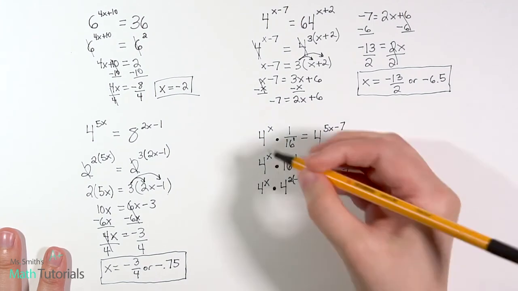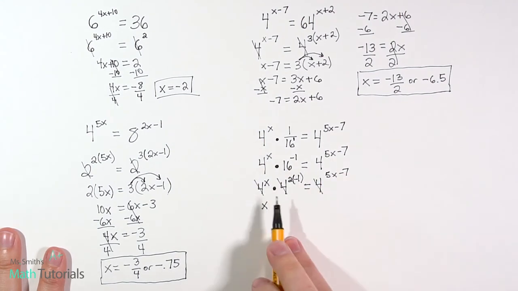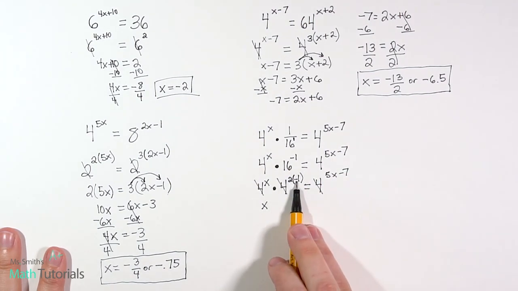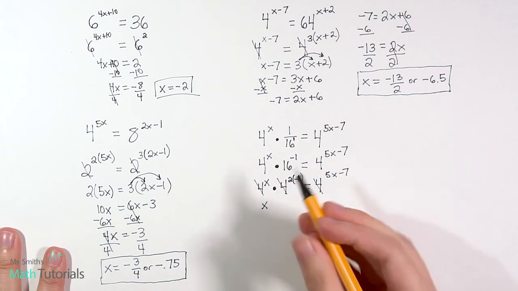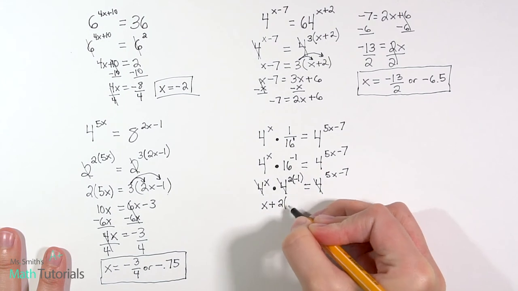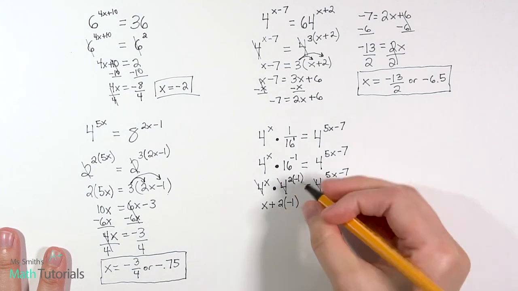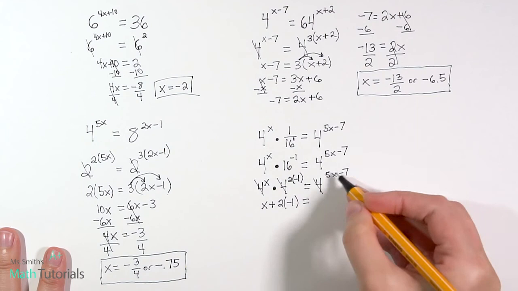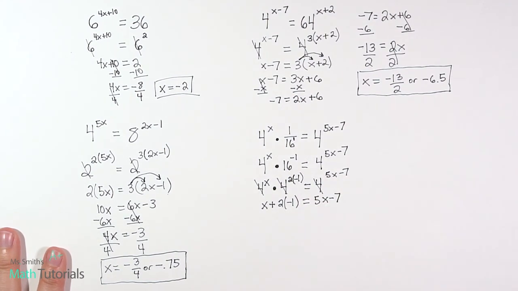They're all 4s, so I can remove the bases. And I've got an x times 2 times the -1. So remember, when we multiply straight across, I add the exponents. So this is really x plus 2 times -1. It's tricky. In this one, we've had to use 3 different exponent laws in the same problem, and that happens sometimes. So we've got to really know those exponent laws. Equals 5x minus 7. Now from here, it's just basic solving.